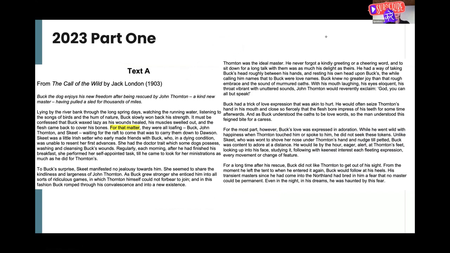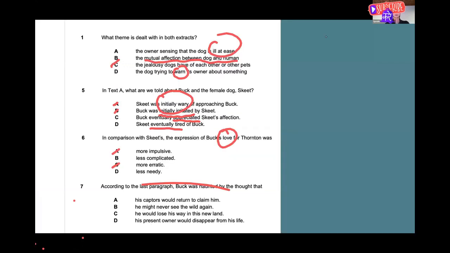And according to the last paragraph, Buck was haunted by the thought that. So this is an easy one because it tells us exactly where we need to start scanning: according to the last paragraph, Buck was haunted by the thought that. So we're going to be looking in the last paragraph, and we're looking for haunted. These are our main keywords. And we're looking at captors. He might never see the wild again. So it's wild. He would lose his way in this new land. So lose his way, and his present owner would disappear from his life.